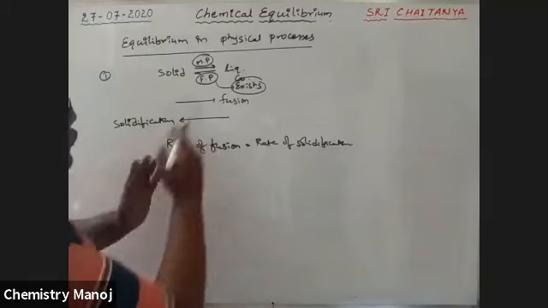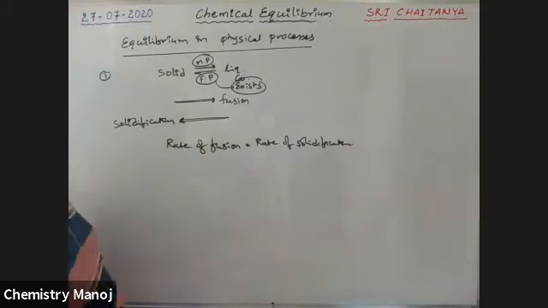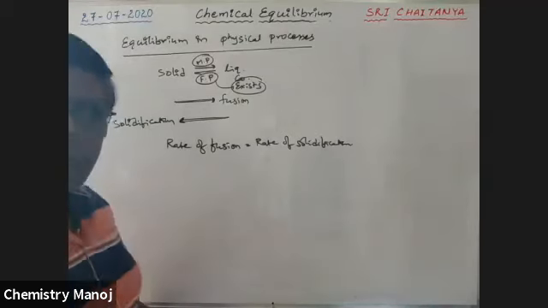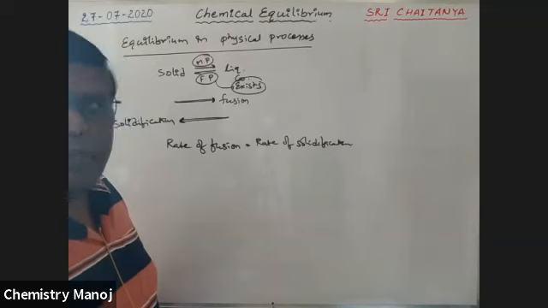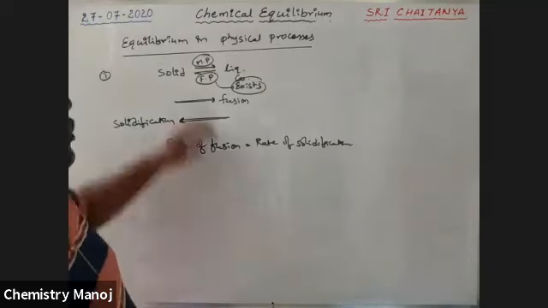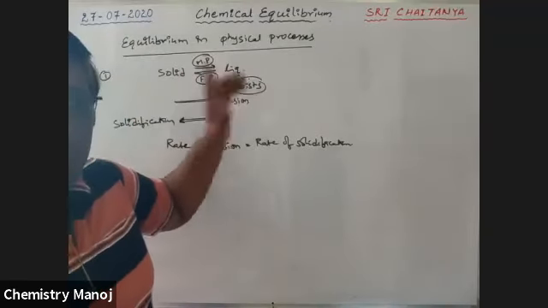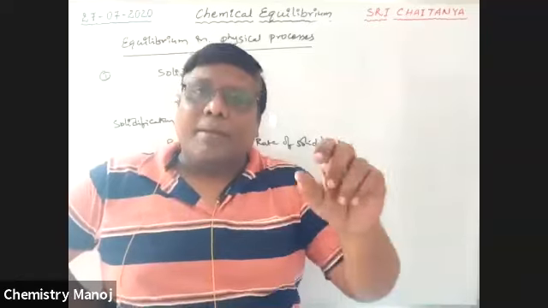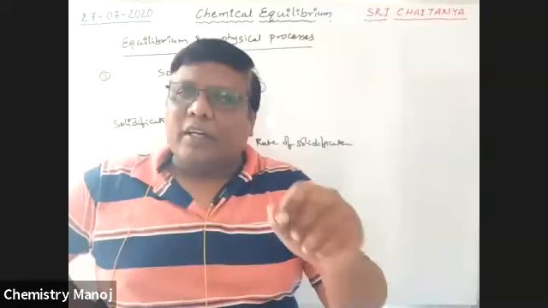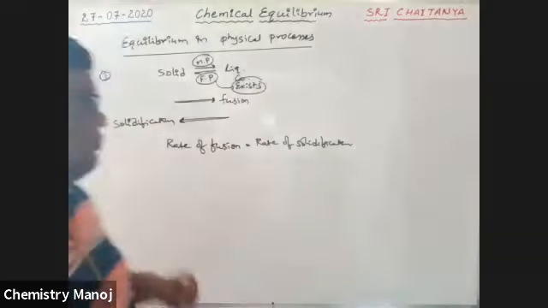Both are opposite forces. Fusion is the forward force and solidification is the backward force, and both these forces are opposite but at the same rate. So here, the melting point of water and the freezing point of water are the same. The temperature at which solid coexists in equilibrium with liquid is called either the freezing point or the melting point of that particular solid.